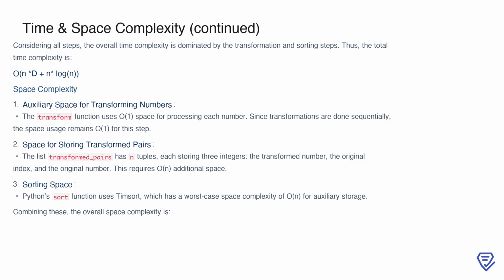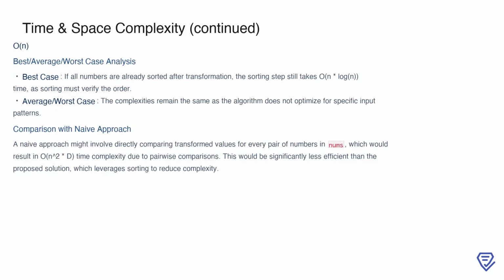However, storing the transformed pairs requires additional space. These pairs include the transformed number, the original index, and the original number for each of the n elements, resulting in O(n) space. Sorting also adds to the space complexity. Python's timsort algorithm, which is used for sorting, has a worst-case auxiliary space complexity of O(n). When we combine these, the overall space complexity of the solution can be determined. The space complexity of the solution is O(n), as the storage for transformed pairs and timsort's auxiliary space both scale linearly with the size of the input.